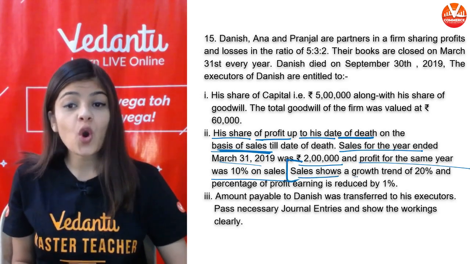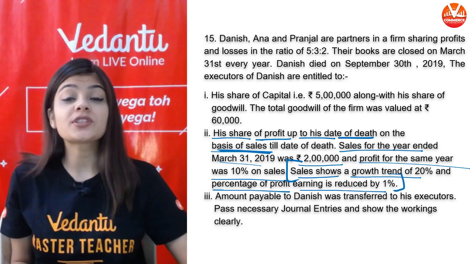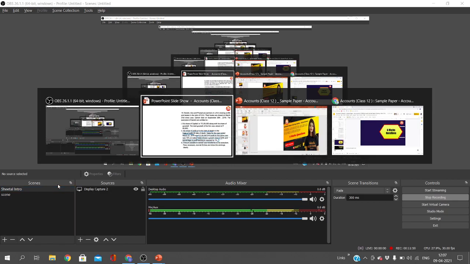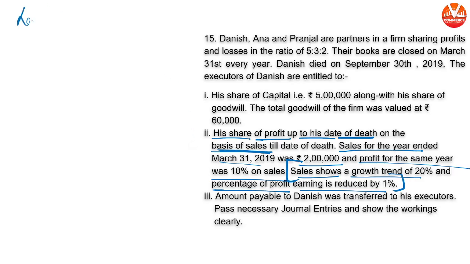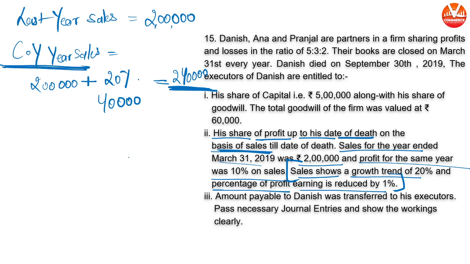Now, sales show a growth trend of 20% and the percentage of profit earning is reduced by 1%. So they are saying that this year sales are increased by 20%. Last year's sale was 2 lakh. Now it is increased by 20%. So we can say that current year sale will be 2 lakh plus 20%, which is 40,000. So current year sale will be 2 lakh 40,000.